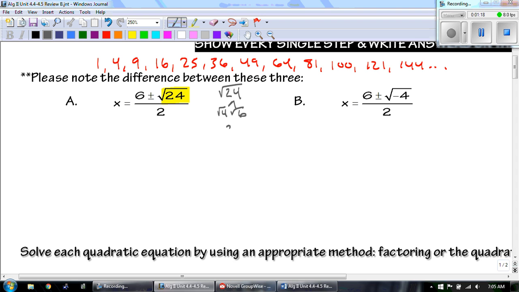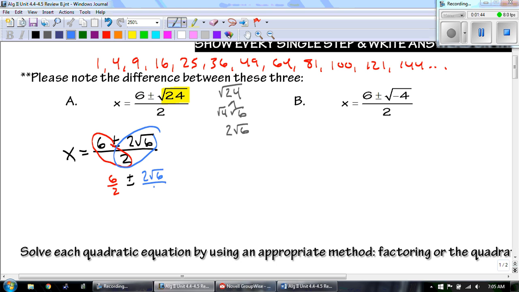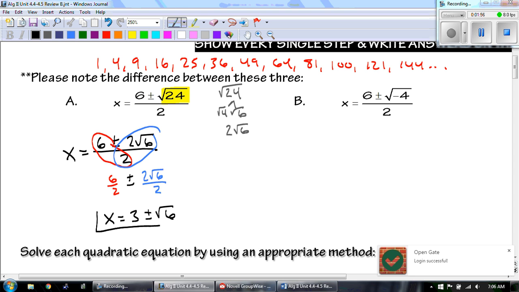So the square root of 4 is 2, square root 6. After we break it down, we plug it back in. So 6 plus or minus 2 square root 6, all divided by 2. All right, and then we break it down. 6 divided by 2 plus or minus 2 square root 6 divided by 2, and then we simplify that. 6 divided by 2 is 3, plus or minus 2 divided by 2 is 1, so we just have the square root of 6 left over. And that's it.